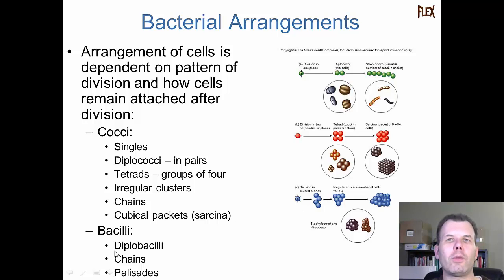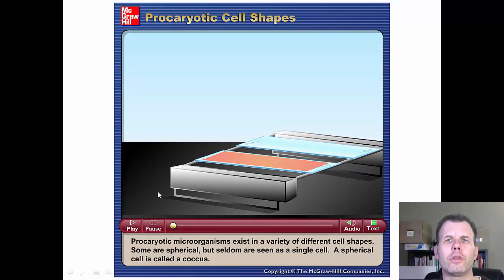And again, we see this with bacilli. We see diplobacilli, we see chains of bacilli, which we call streptobacilli. And sometimes we'll see them standing straight up like columns, and we call these palisades. Those are the palisade bacteria as well. And I think this shows you a little quick video of the different shapes, again, what you'd see under the microscope.